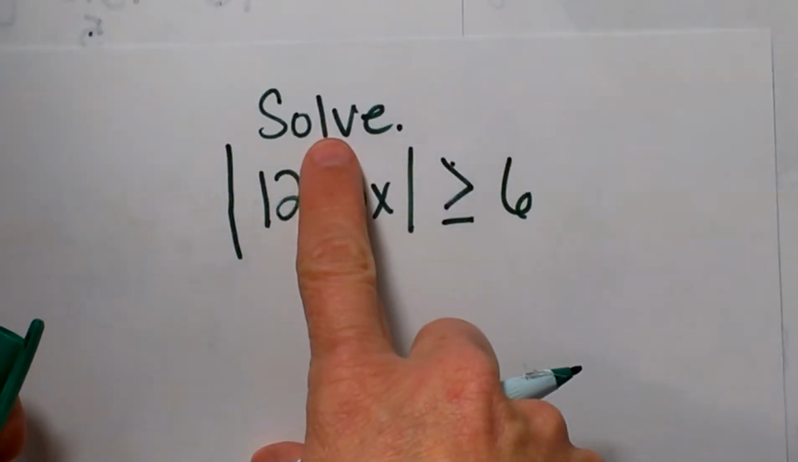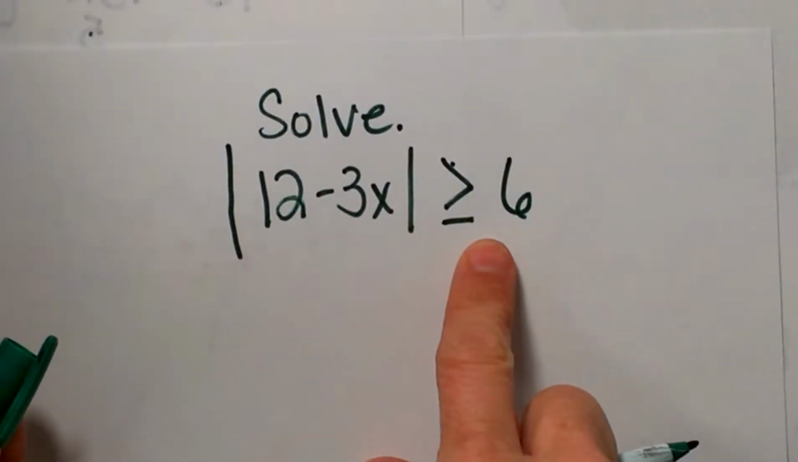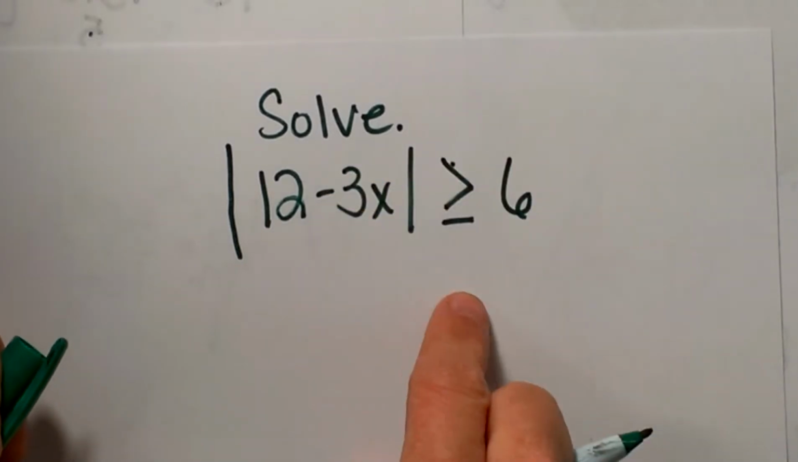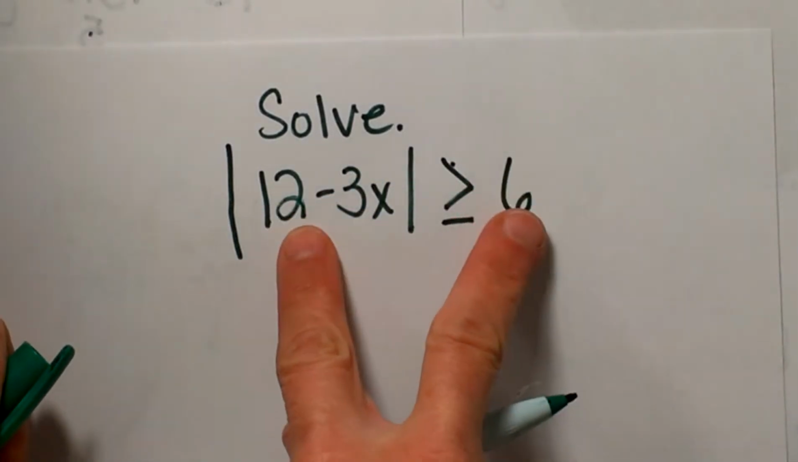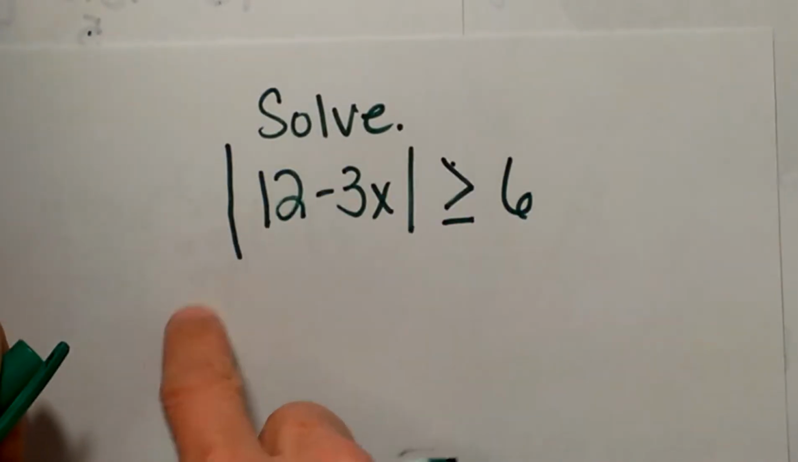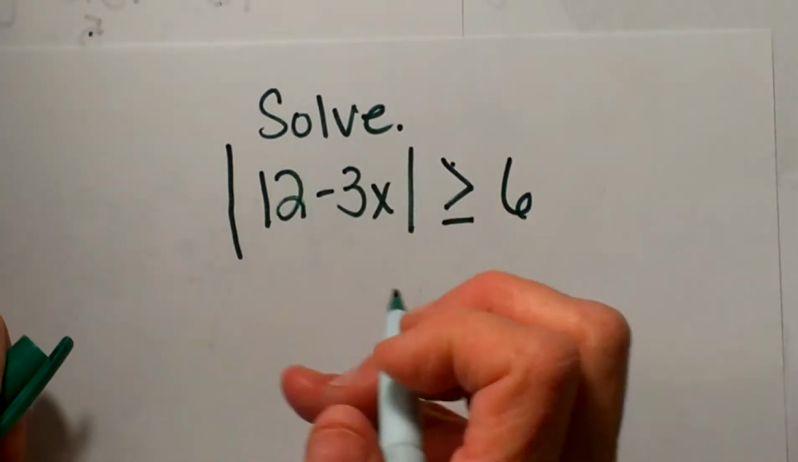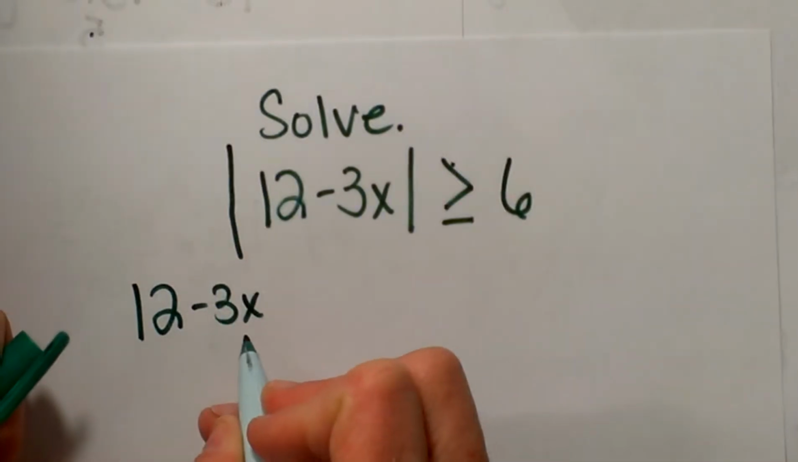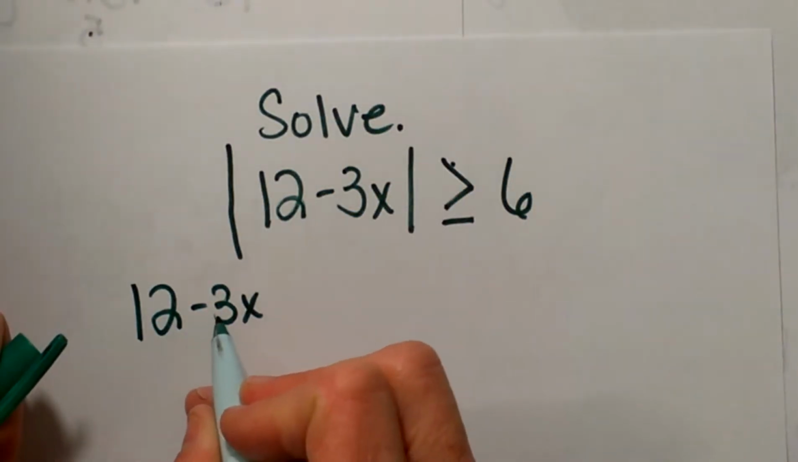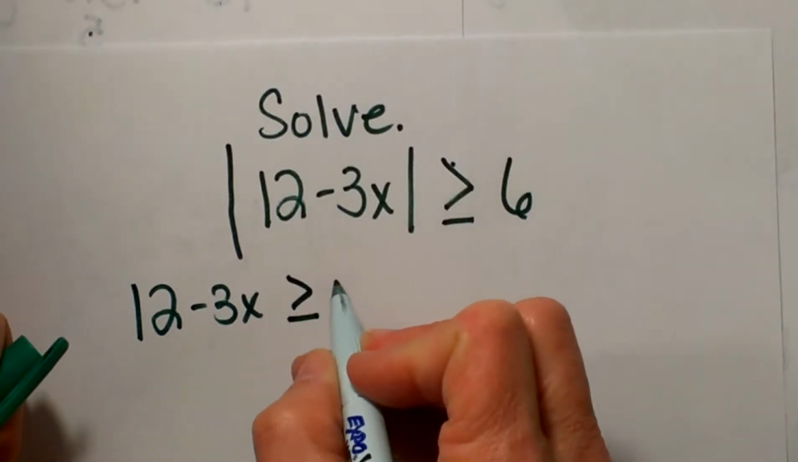Today we're going to look at solving absolute value inequalities, and this one's going to have an extra little trick I want to show you. So the first thing you do in these absolute value inequalities is you set up two cases. One that looks just like this without the absolute value bars. So you're just going to set up 12 minus 3x is greater than or equal to 6.